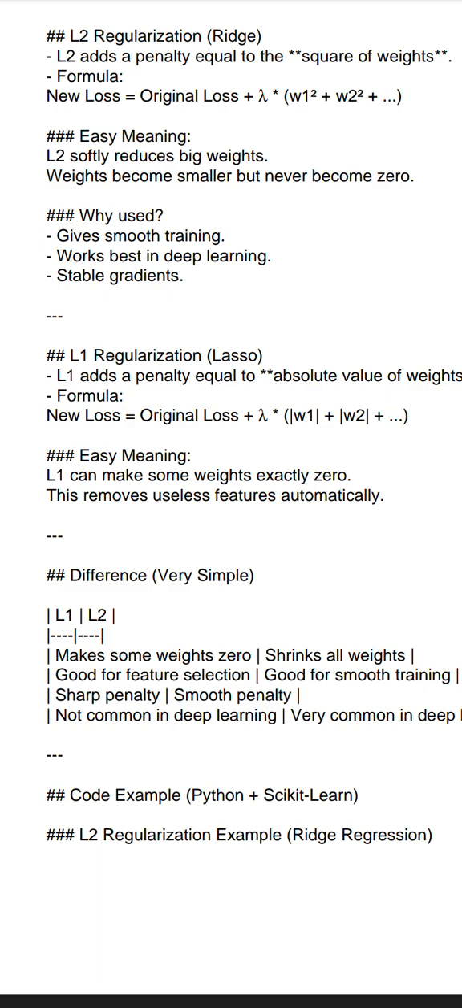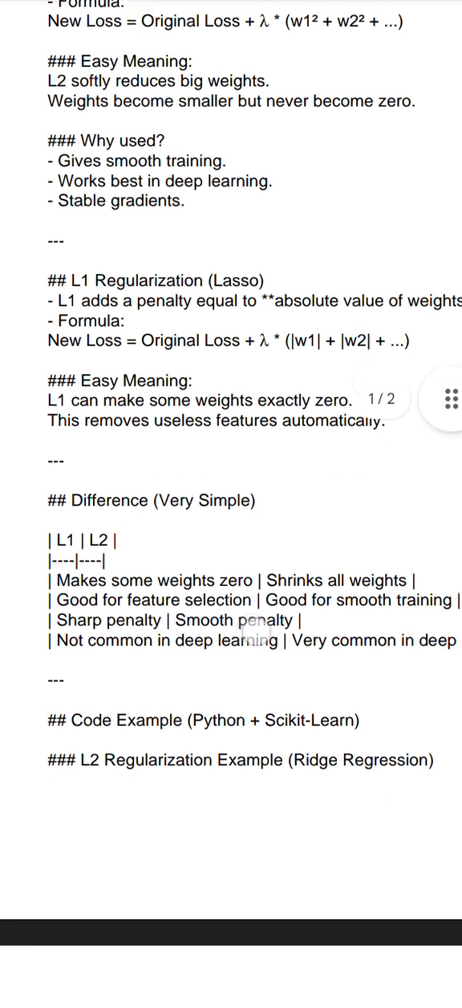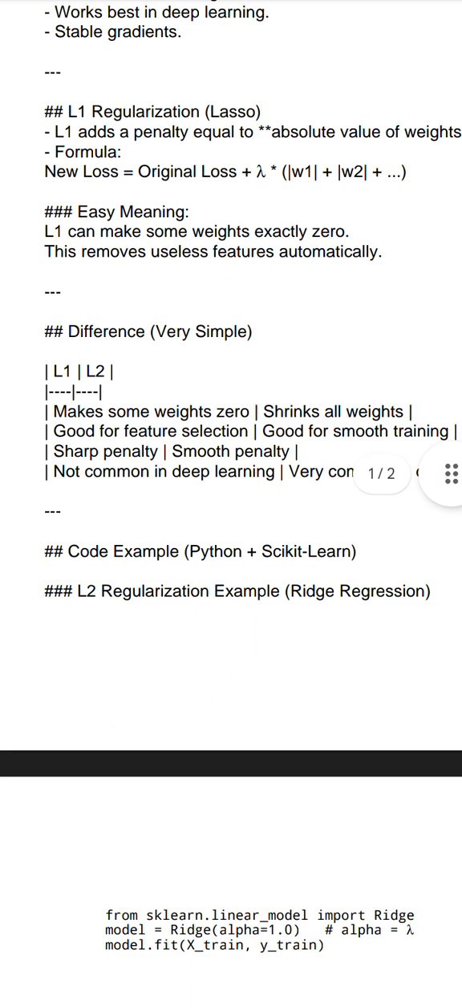L2 means what? L2 softly reduces big weights. Weights become smaller but never become zero. Why is it used? It gives smooth training. It works best in deep learning, with stable gradients.